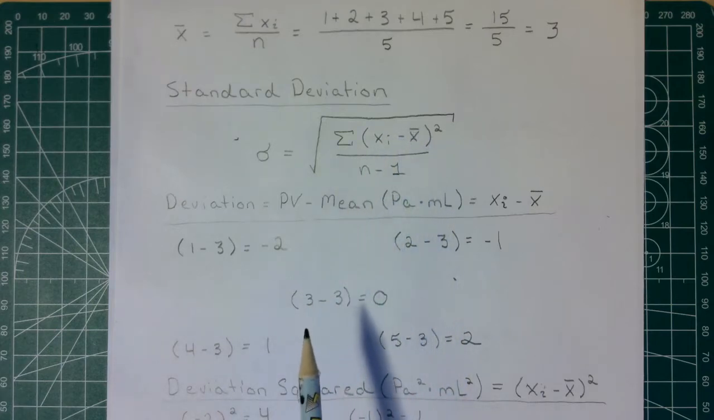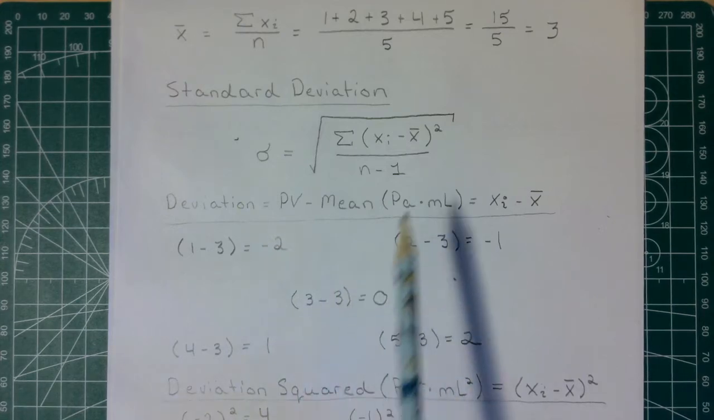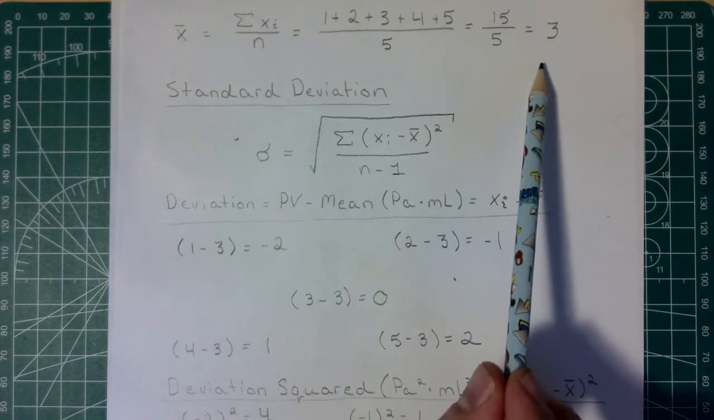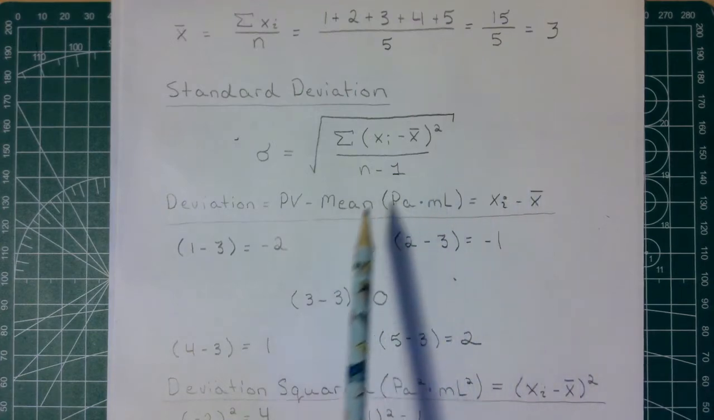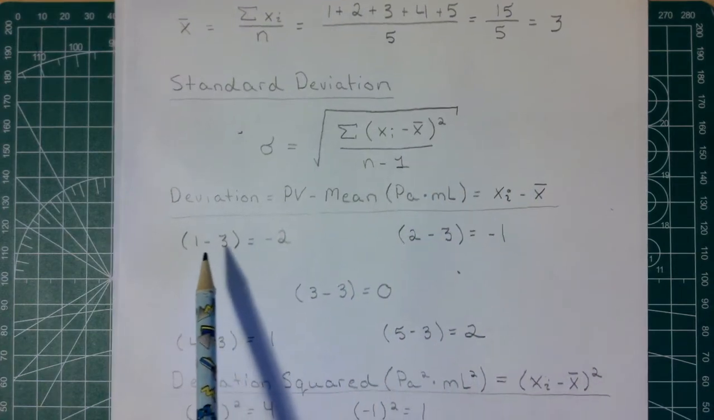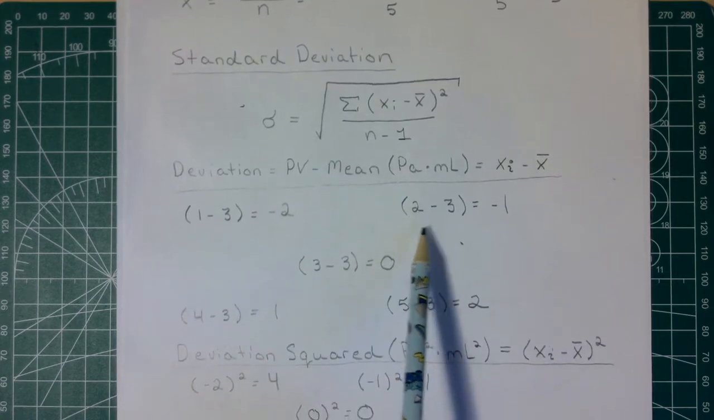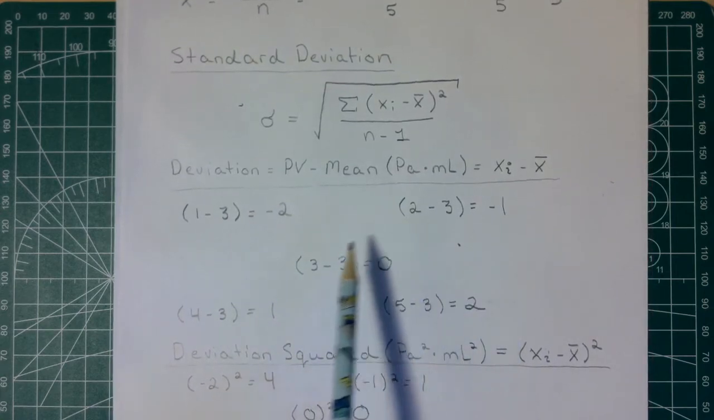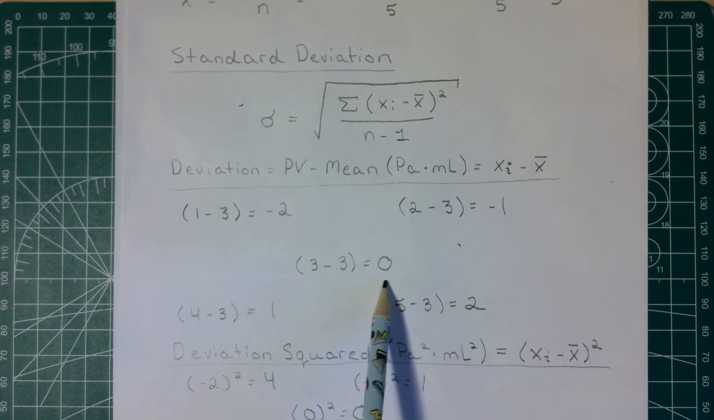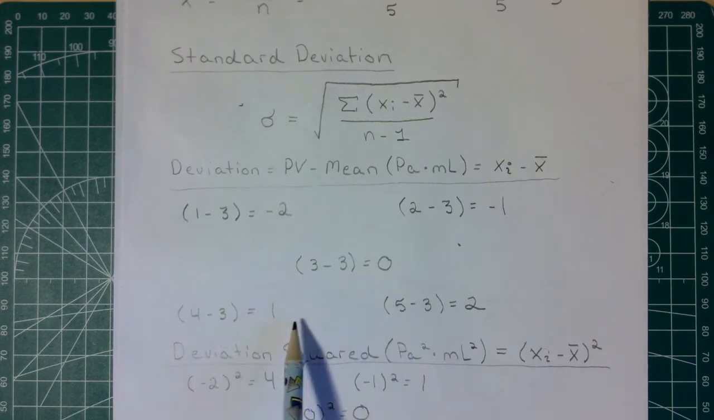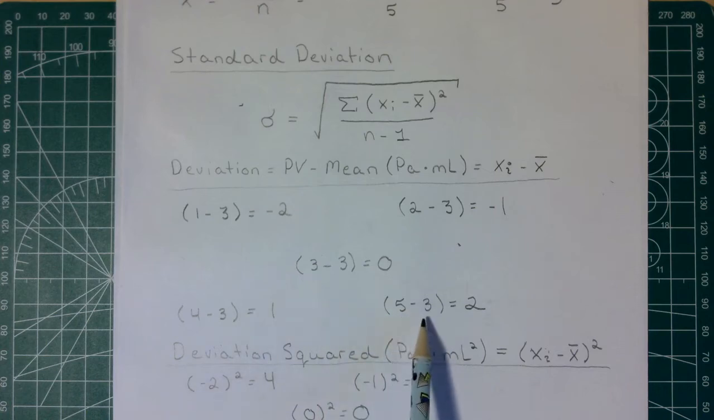And what we're going to do is take the mean that we calculated before, 3, and subtract that from each one of our points. So we have 1 minus 3 is negative 2. We have 2 minus 3 is negative 1. 3 minus 3 is 0. 4 minus 3 is 1. And 5 minus 3 is equal to 2.